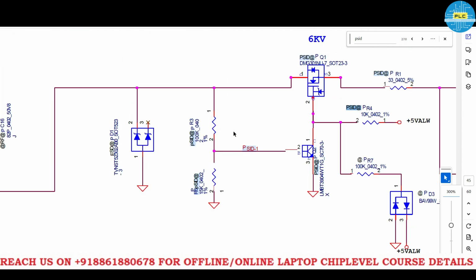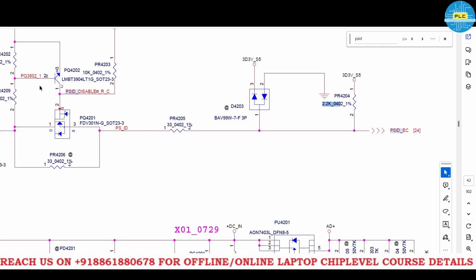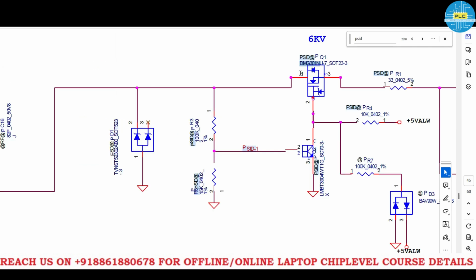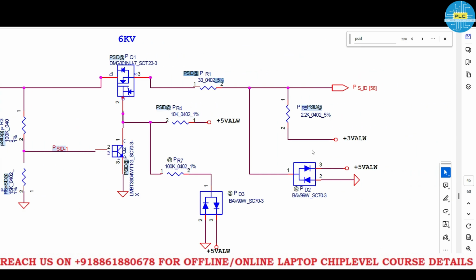ESD, same circuit. Here is the MOSFET. It's a DMG301. In the previous one, what was that? FDV was the common one, and the latest one is DMG301. Both are MOSFETs. 33 ohms and 2.2K, what is that? Resistors. The 3 volt supply is the common one. PSID goes to Super IO.